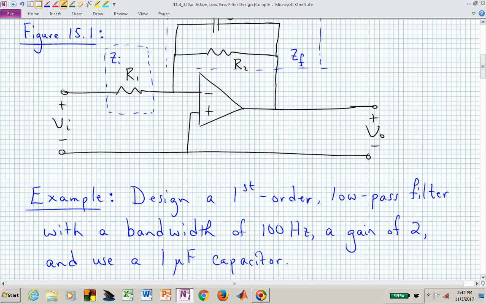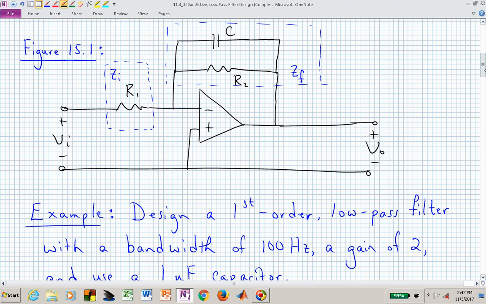C is given, but that C, together with these resistors, might influence the pole location, and these resistors and capacitors might influence the gain. So we have to figure out how we select these three parameters in order to accomplish what these design specifications are requiring.